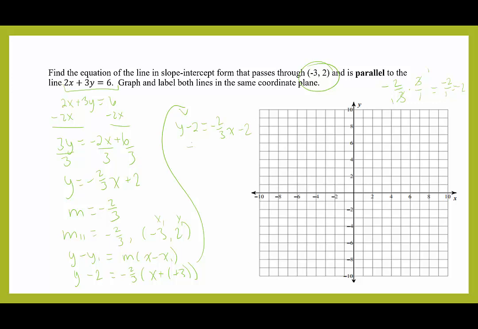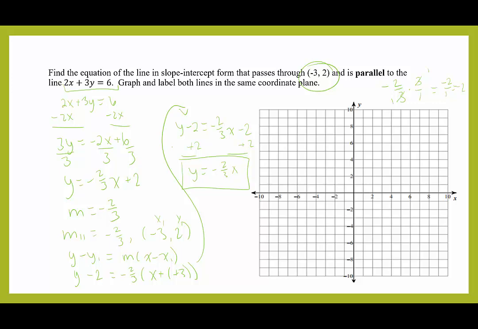Last step to get this in slope-intercept form, I'm going to add 2 to both sides. And we end up with y = -2/3 x, and then -2 plus 2 is 0. So we would just write y = -2/3 x. So that is the equation of the line that is parallel to the given line.